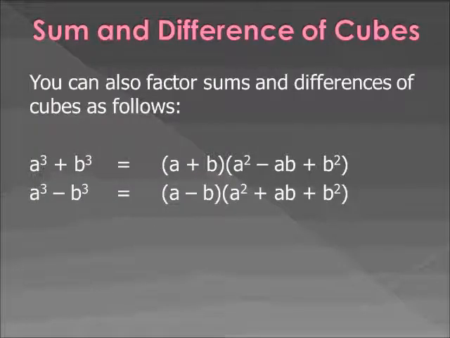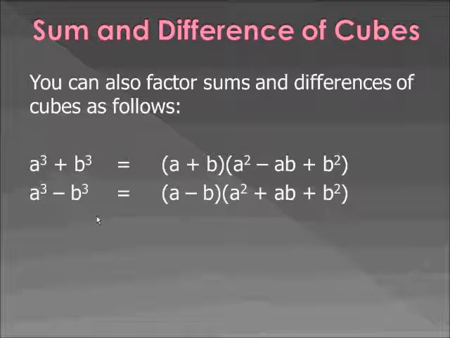The sum and differences of cubes. These are a little more cumbersome to remember, but they will come in very handy, so you'll want to know these as well. You can factor sums and differences of cubes as follows. A cubed plus b cubed equals a plus b times a squared minus ab plus b squared. A cubed minus b cubed equals a minus b times a squared plus ab plus b squared.